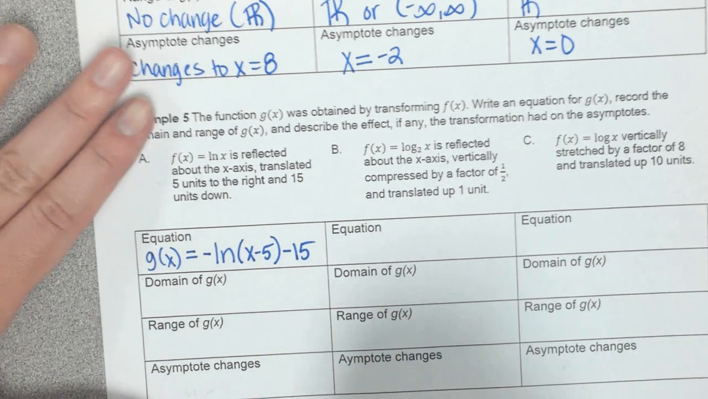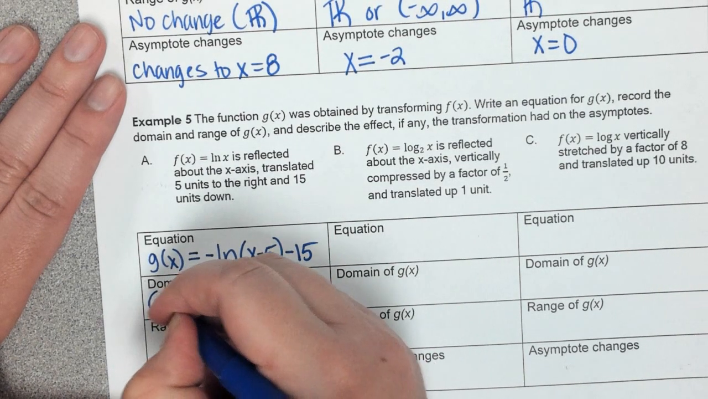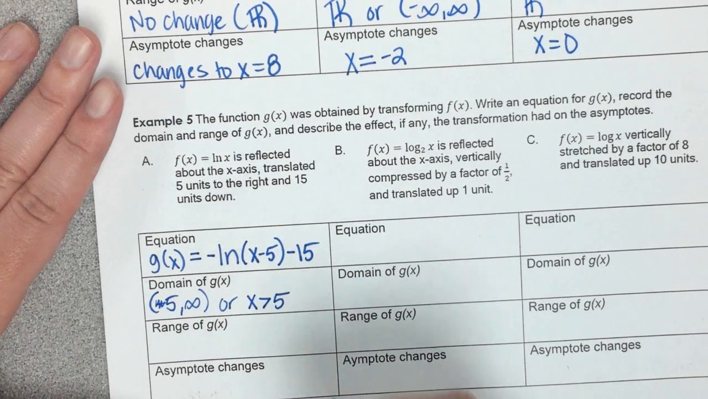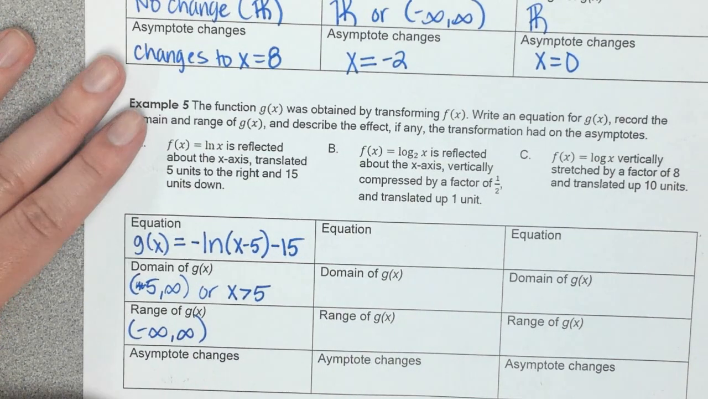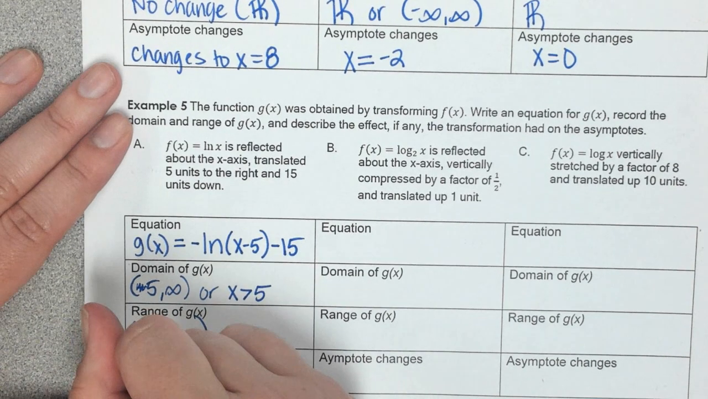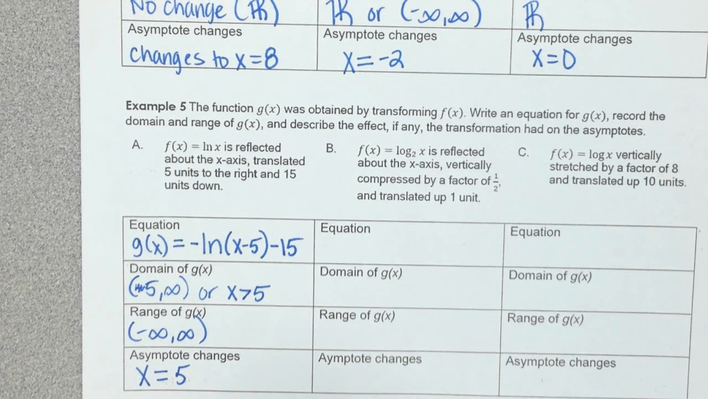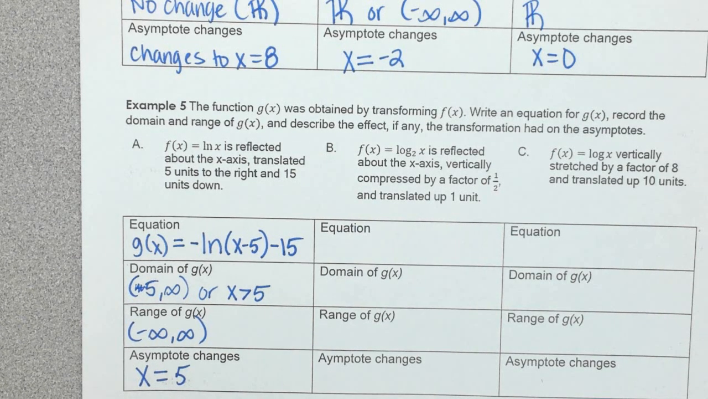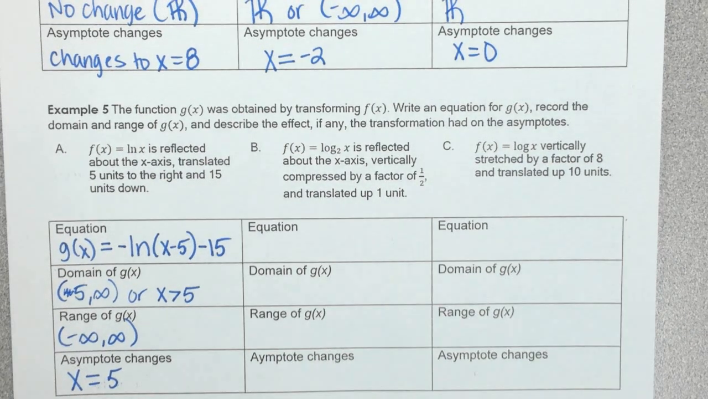So our domain here is just going to be 5 to infinity, where x is greater than 5, and our range is all real numbers, or negative infinity, infinity. Asymptote changes, is now x equals 5. Okay? Any questions about that one? Okay, I'm going to do one more with you, and I'm going to let you try C, and we'll check it. Okay.